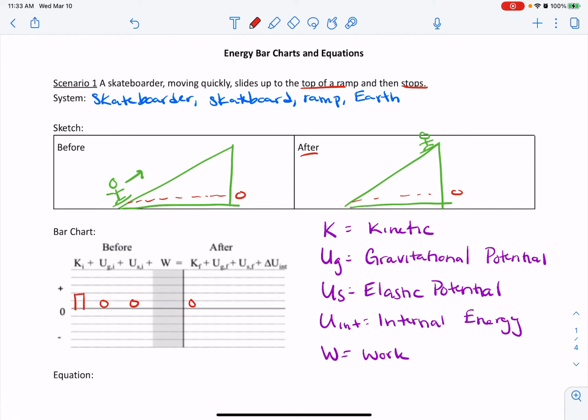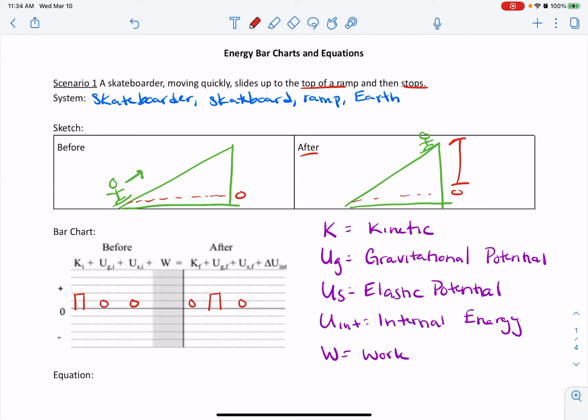Does it have gravitational? Well, it's above our 0 point, right? So that means it must have gravitational. Okay, I'm going to put a bar there. Does it have elastic? Again, there are no sorts of springs or rubber bands, nothing stretching. So I'm going to put a 0 there.